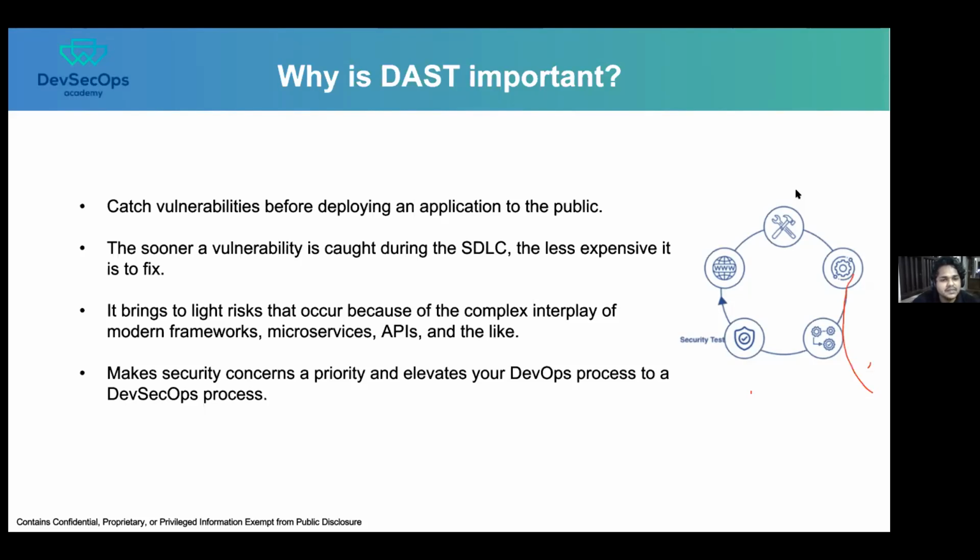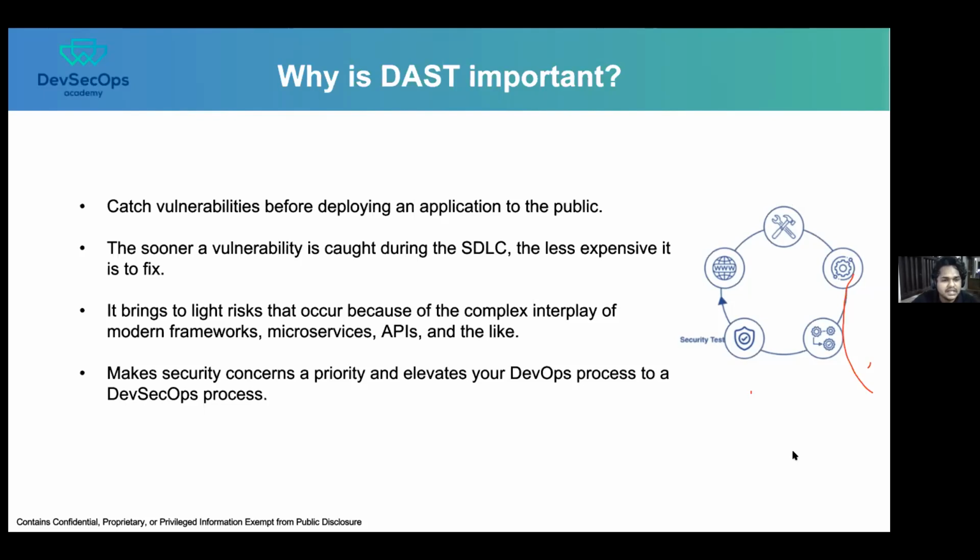So coming to the third point, it brings to light the risks that occur because of the complexity of interplay of modern frameworks, microservices, APIs, and the like. Simply put, when we develop an application, there will be so many components. If we are developing an application in a microservice architecture, each service does its part, and they are all interconnected, right? While we test internally, we will be testing only a single microservice. We don't know what actually happens when it is all interconnected. While testing service by service, we may not be able to find the vulnerability, but when it comes to interplay with the other services, there might be a chance for vulnerabilities to arise. So that's what that point means.